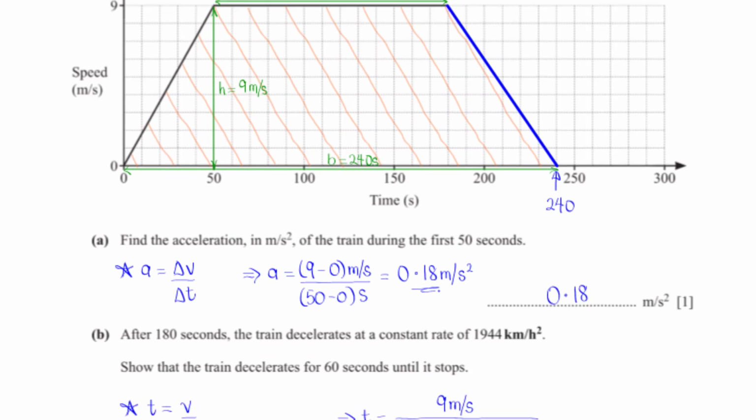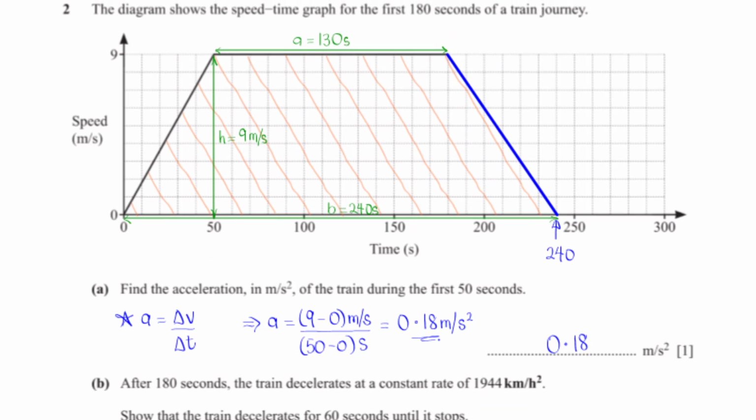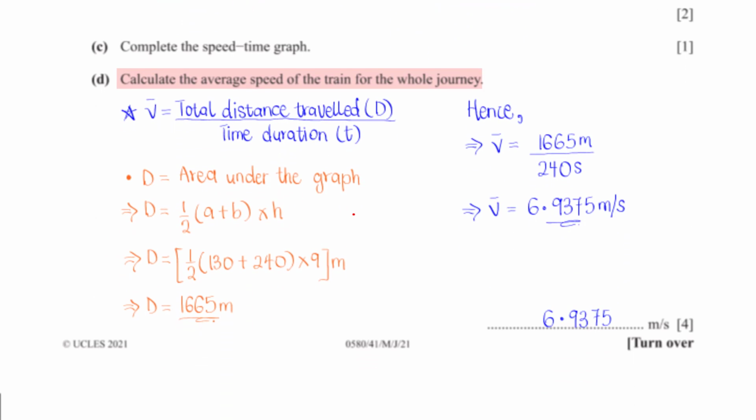Looking at the area under the graph, we have a trapezium. And so we can use the formula for finding the area of a trapezium to find the total distance traveled by the train. And so we have half times 130 plus 240 times 9 meters. And when we type this into the calculator, we get 1665 meters. We also know that the total time duration for the journey is equal to 240 seconds.